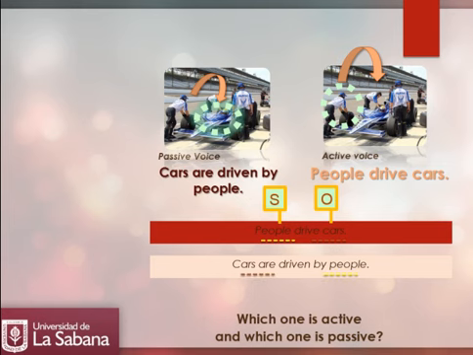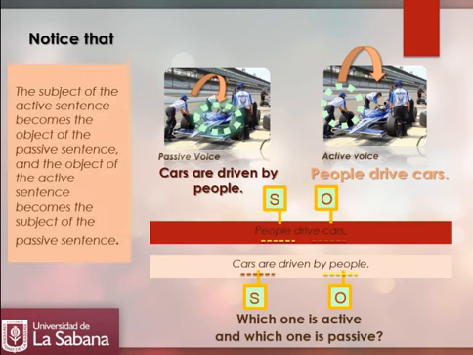Now notice what happens with the subject and the object when we transform an active sentence into the passive sentence. In the passive sentence, cars are driven by people. The object of the active sentence becomes the subject, and the subject of the active sentence becomes the object of the passive sentence. So in the passive sentence, the subject and the object exchange their places. Easy, isn't it?